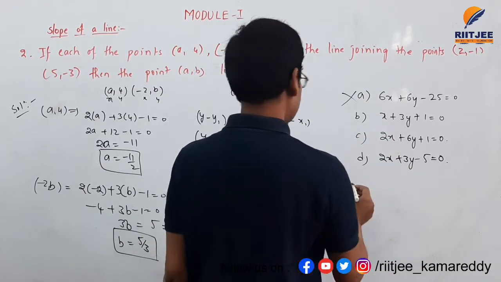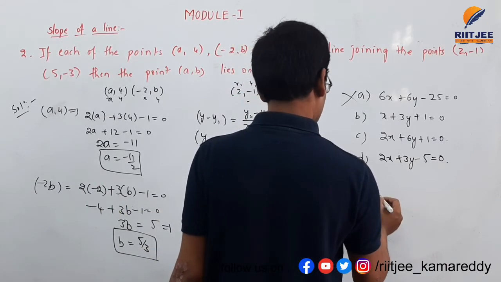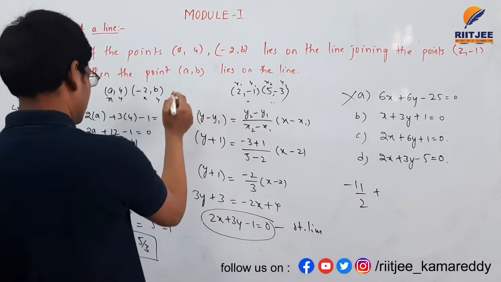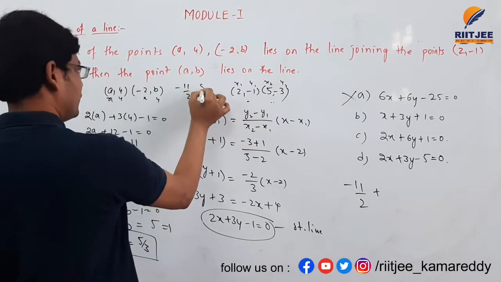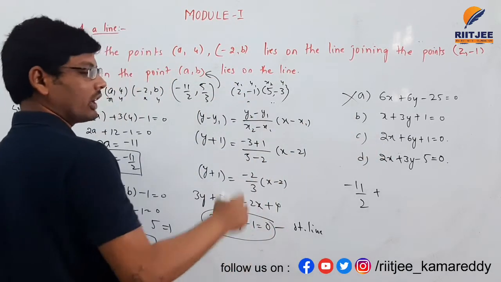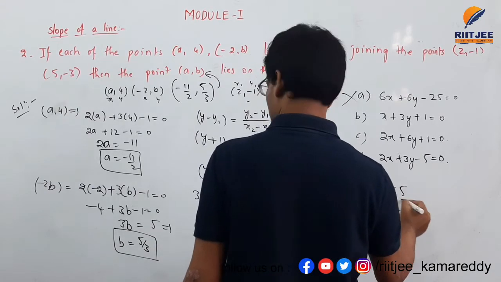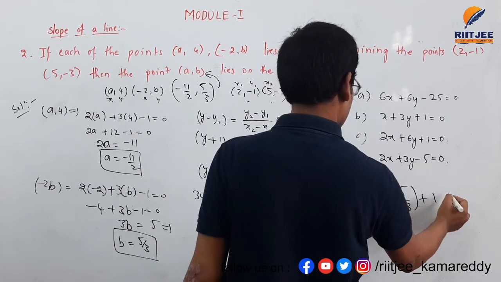Next, x + 3y. x is nothing but -11/2 and y, because this (a, b) is a = -11/2, b = 5/3. So this point should lie on any one of these options. That's why I am substituting here. So -11/2 and 3 into 5/3 + 1 = 0.